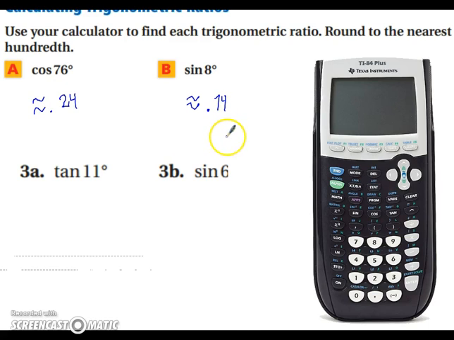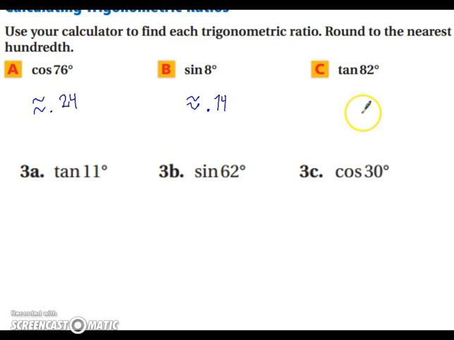Take a moment and pause the video and try to do 3A, 3B, and 3C. Okay, so the tangent of 82 is about 7.12. The tangent of 11 is about 0.19. The sine of 62 is about 0.88. And the cosine of 30 is about 0.87.